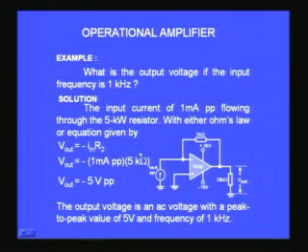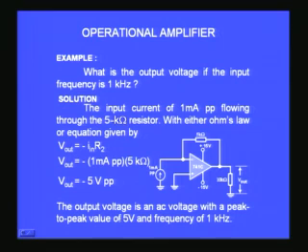What is the output voltage if the input frequency is 1 kilohertz? Even though we have not discussed that the input can be an AC, you can realize that because it is an amplifier, it should have a finite bandwidth, and therefore you can apply not necessarily DC but AC currents also. So what is the output voltage if the frequency of the input is 1 kilohertz? You are applying a 1 milliampere peak to peak sinusoidal current, and that is connected here. What happens to the voltage? The input current of 1 milliampere peak to peak flows through the 5 kilo ohm resistor. So we can apply simple Ohm's law.